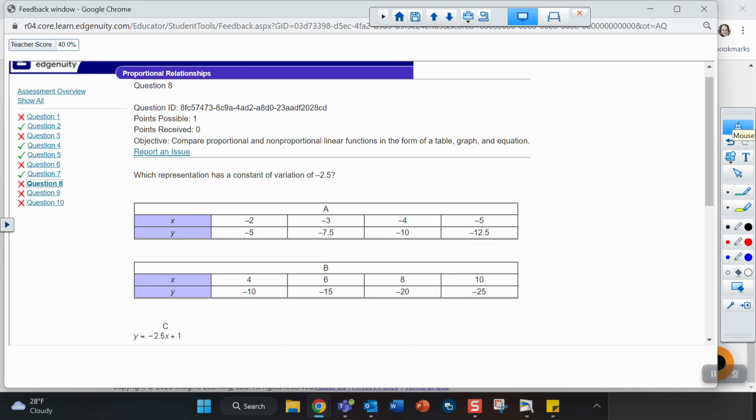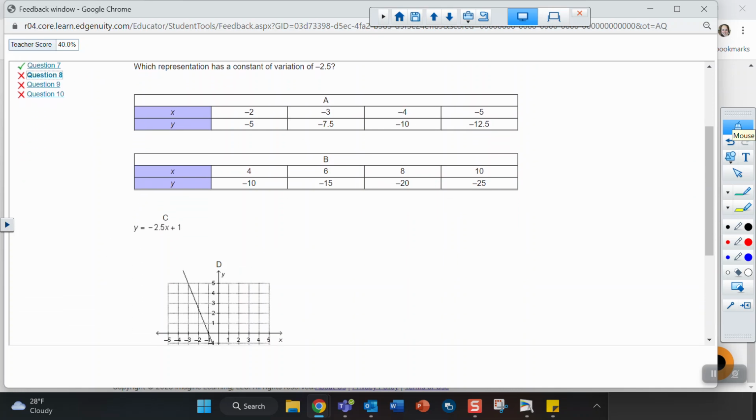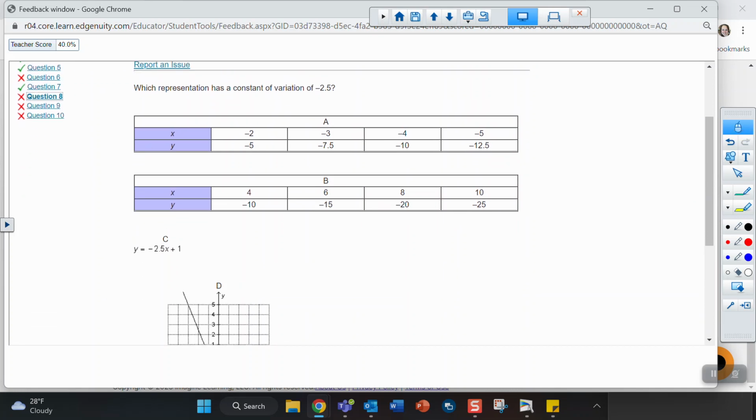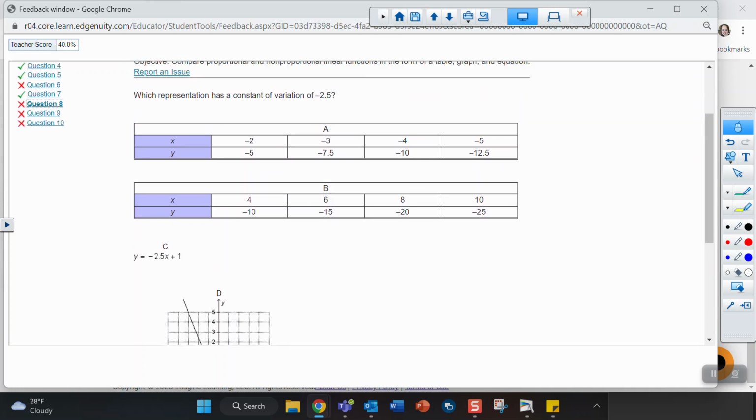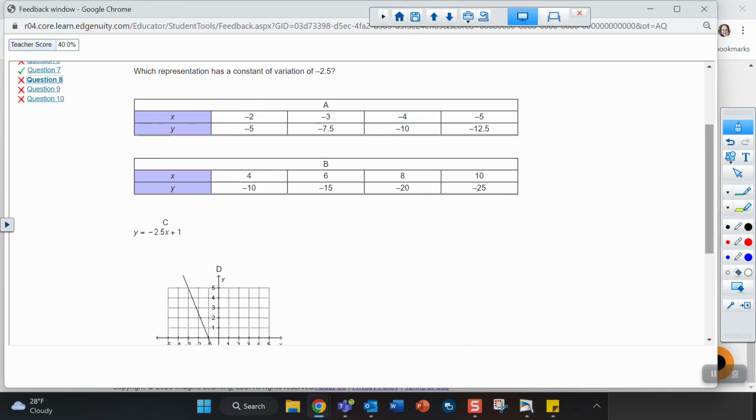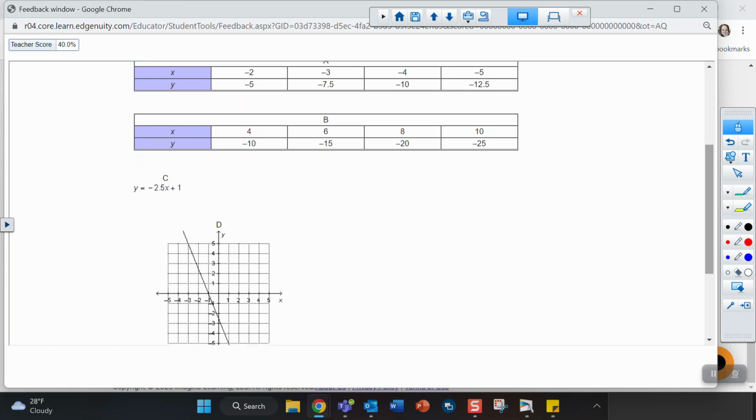Okay, then I think 8, 9, and 10 might have been different. So this one asks, which representation has a constant of variation of negative 2.5? What this means is your constant of variation is the y value when x is 1. So if we look here, I always write too high and then I can't see, so I have to scroll even farther.